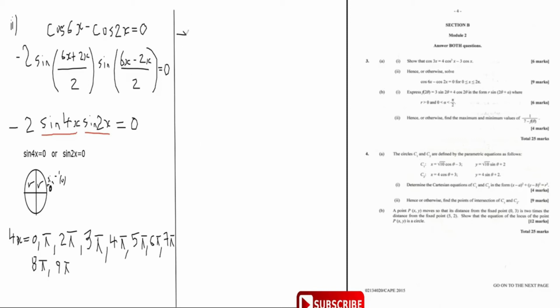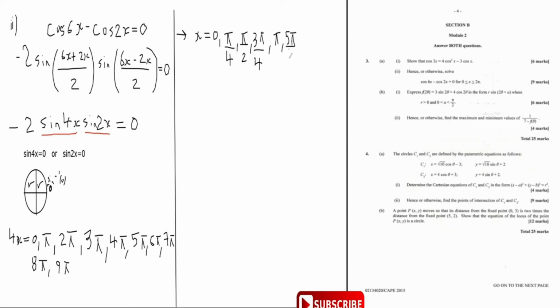So dividing through by 4, that implies that x is equal to 0 over 4, comma, pi over 4, 2 pi over 4 is going to be pi by 2. So we can write that pi by 2. Then 3 pi over 4 is going to be 3 pi by 4. Then 4 pi by 4 is going to be pi. Then 5 pi over 4, that's going to be 5 pi by 4.